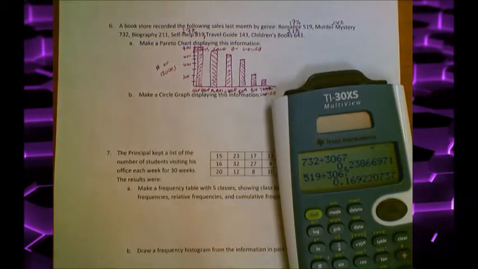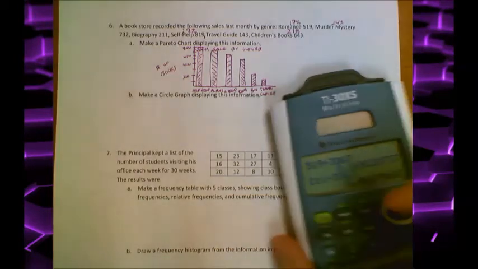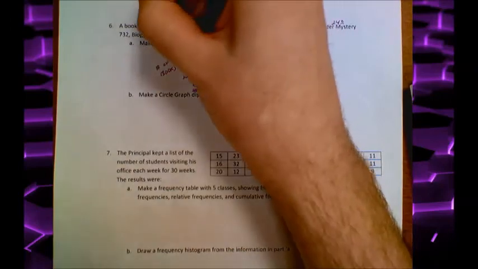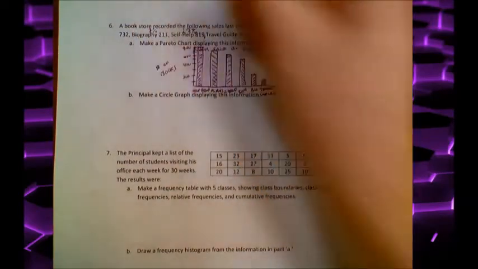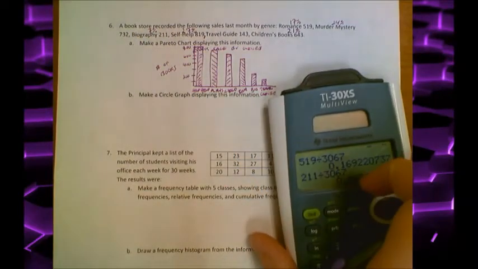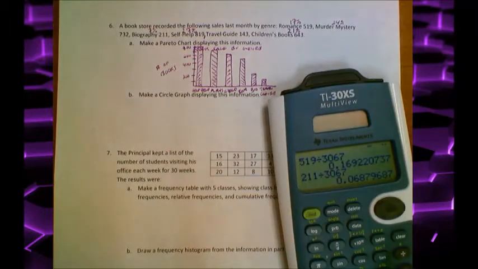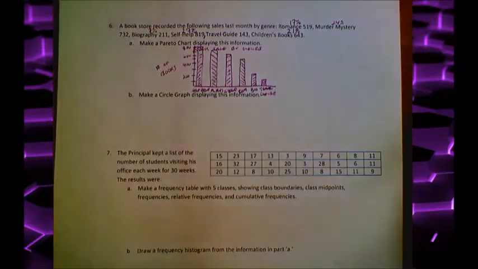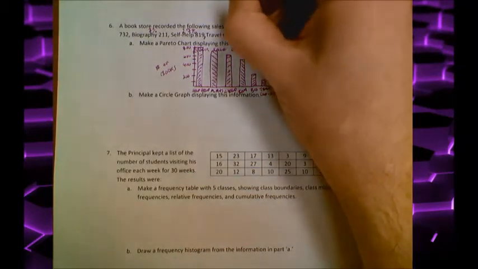Biography: 211 divided by 3067. We're at about 7%. And then travel, 143 divided by 3067, at about 5%.